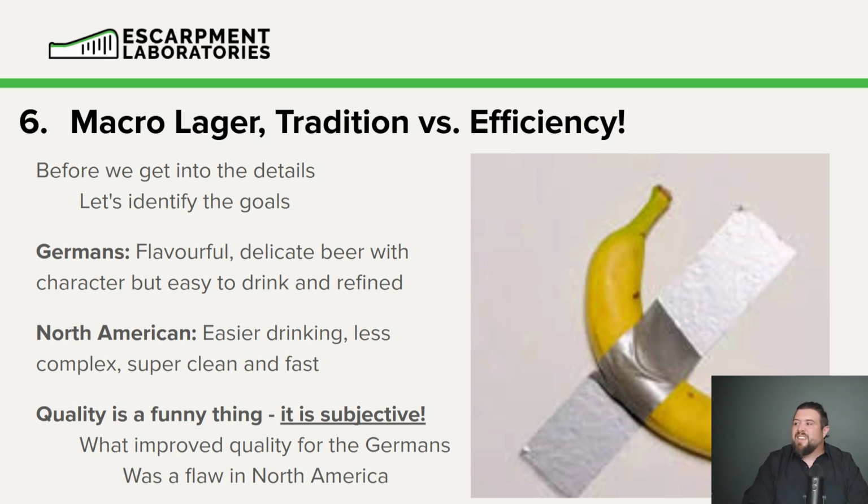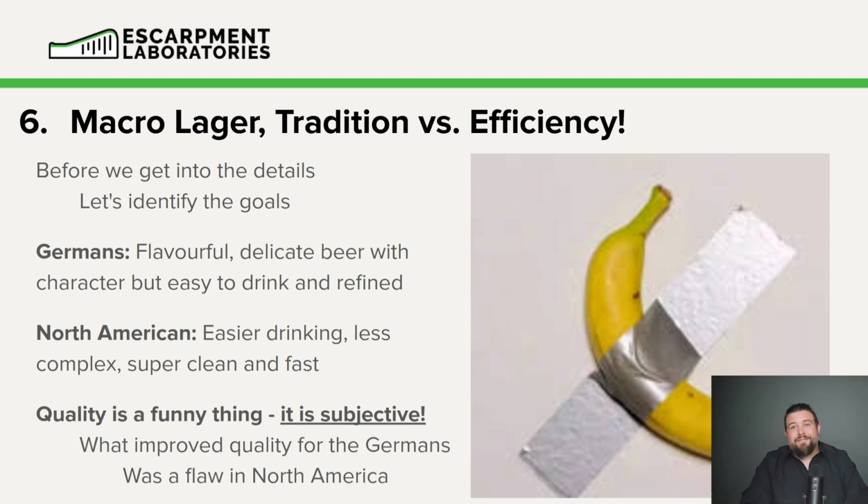Sometimes I want something that is nice and delicate and has depth of character. Sometimes I just want something that is beer and that is wonderful. And that is what a lot of the North American consumer wants. One of the funny things about quality is that quality is subjective. Is this banana with duct tape on it art? I don't think so, but many other people do. And that's fine. You should not mock somebody else because of the way they make their lager, in my opinion. Now, if the lager is bad, you do you.